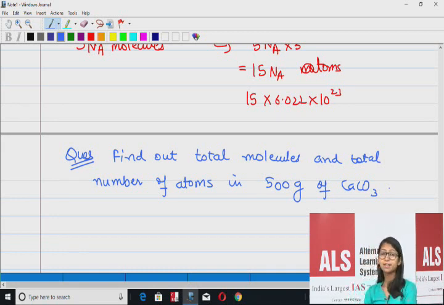A very similar kind of question to the first question which we did in today's class, where I told you to find the moles. So you have to apply the same approach. First of all, you will find the number of moles, then you will find the number of molecules, and from the molecules you will find the number of atoms. Do it quickly.